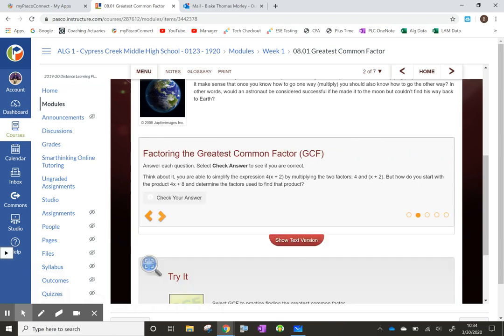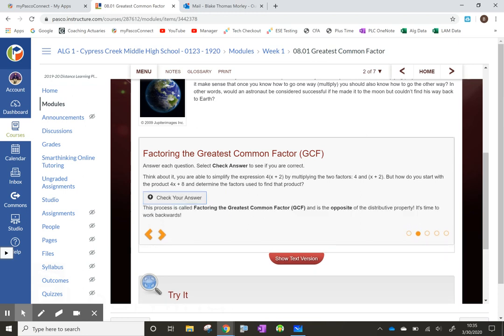So let's go through this slide here. Answer each question, select check answer to see if you're correct. So think about it. If you are able to simplify the expression 4 times x plus 2 by multiplying the two factors, which is 4 and x plus 2, multiplying those together, how do you start with the product 4x plus 8 and determine the factors used to find that product? And the answer, again, is the greatest common factor. It's going to be the opposite of the distributive property.